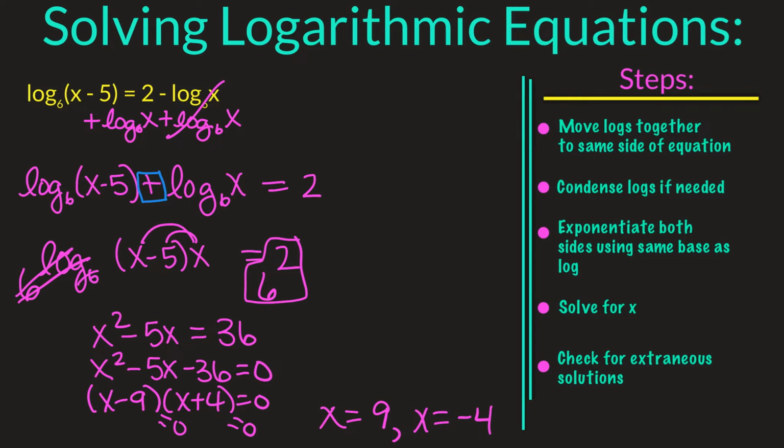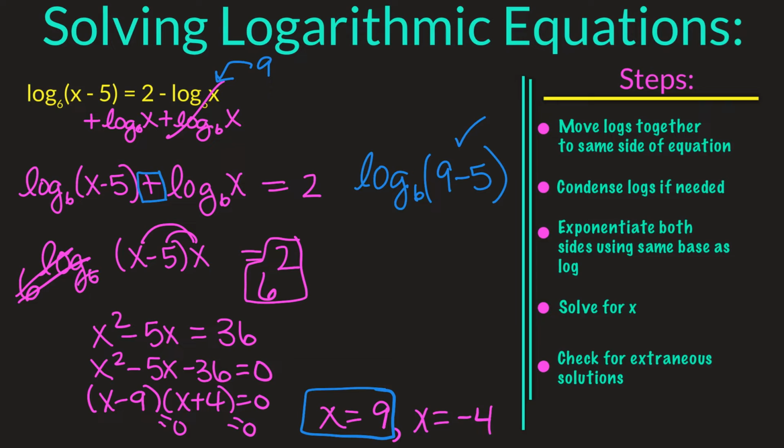But again, we do need to check our answers to make sure we don't have any negatives. If I have log base 6 of x minus 5, well, when I plug in 9 minus 5, that checks because that does equal a positive 4, so that one's okay. And then on this other side, if I plug in a 9 right here, I'm okay with that too. That's going to be positive. So it looks like x equals 9 works.